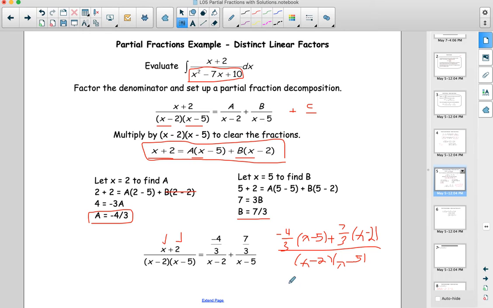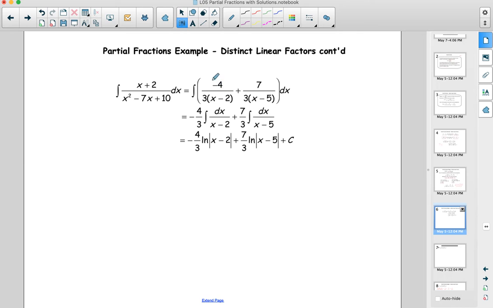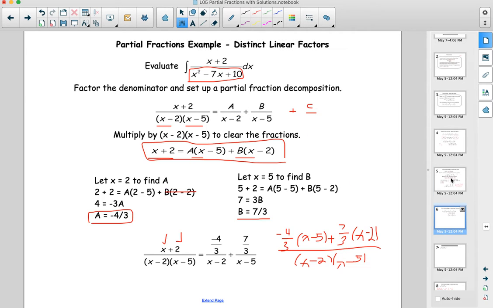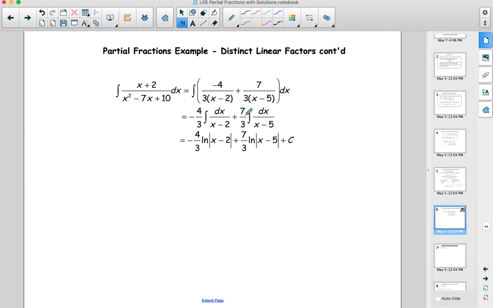My advice in university would be, if you have time, you should probably check to make sure that you are getting back to this side so you know that you have the correct a and b value. And then moving forward, we're now going to rewrite that negative 4/3. I'm going to put it out in front. Negative 4/3 times the integral of dx over x minus 2. And I'm going to write that 7/3 again, just showing you there were negative 4/3 and there were 7/3. I'm going to put the 7/3 in front of the next integral, plus 7/3 times the integral of dx over x minus 5. And again, these are lns.